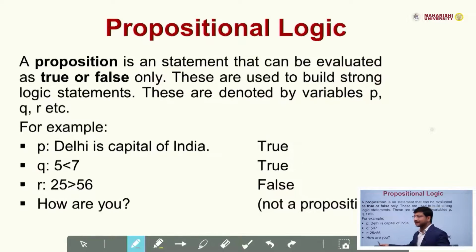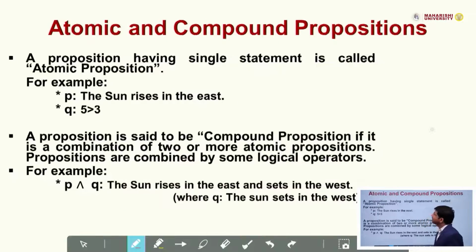But the fourth statement, which states "how are you", is neither true nor false. It is not a declarative sentence. That's why it is not a proposition. Now, propositions are represented by variables like P, Q, R, etc. Any terms you can use for that.